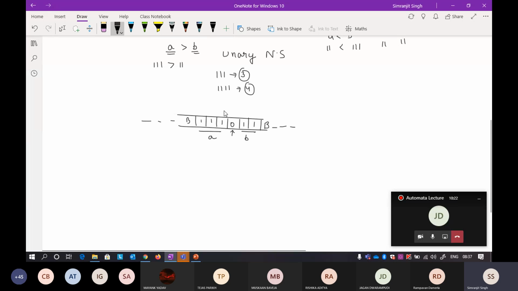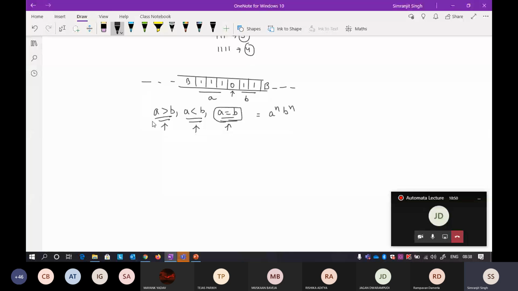So the comparator will act as a greater than sign. Then when there is a greater than, there is a less than, and then there is an equal to. We have already done the equal to symbol, that you remember, a raised to power n and b raised to power n, where the number of a's and number of b's are equal. First I will draw this, then I will move on to this, and then to this. It's a very simple concept. Now, what exactly is the mechanism that I will be following?